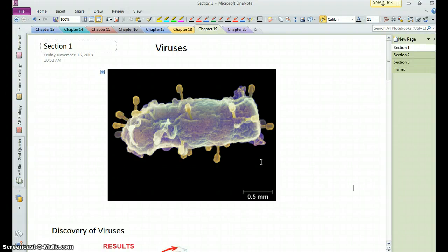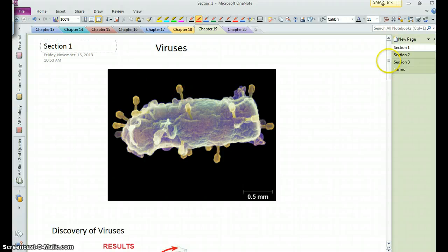Okay, we're going to talk about Chapter 19 on viruses. Viruses, by definition, are not alive because they don't consist of cells. They don't have a membrane. They do not have a metabolism. They can't reproduce on their own. They don't grow and develop, but they do have a big impact on things like this bacterial cell that's being infected by these viruses.